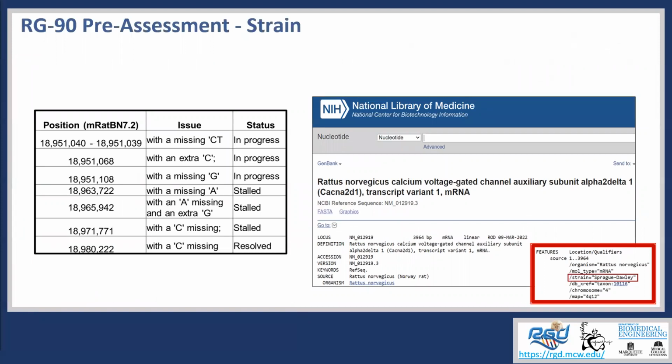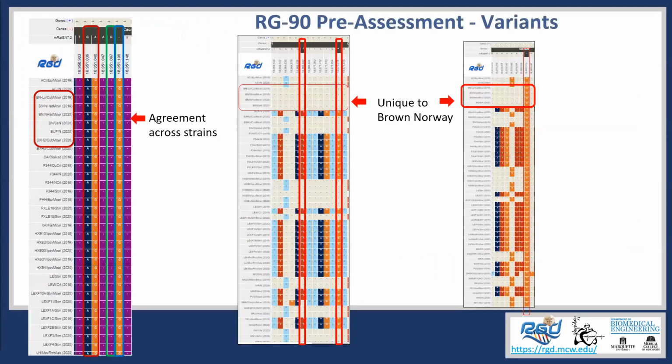Ticket RG90 is reported to have numerous indels and mismatches compared to transcript NM_012919.3, which causes frame shifts in the encoded protein. The results of the first step of the pre-assessment stage indicate the reference is based on the Sprague-Dawley strain. Variant Visualizer provides data for 6 of the 7 issues reported in ticket RG90. Data shows there are variants both common across strains and unique to the Brown Norway strain.